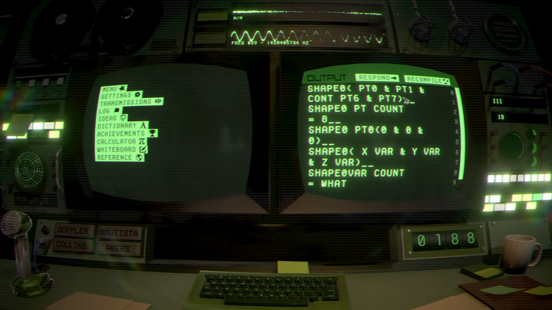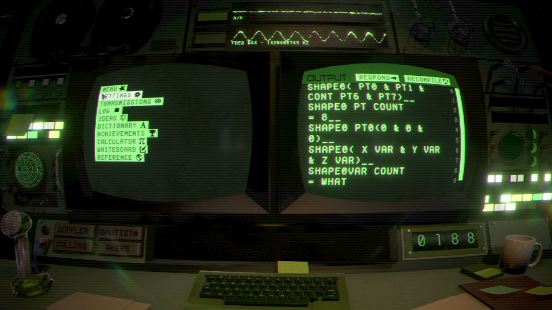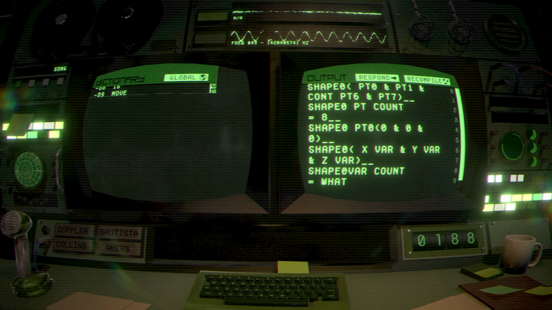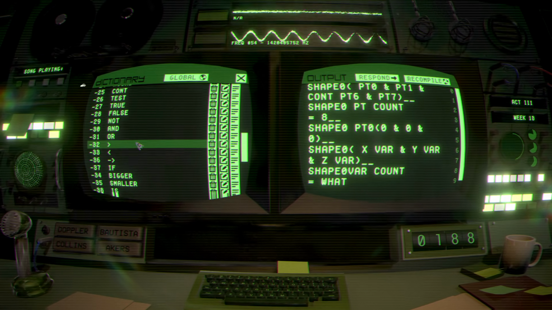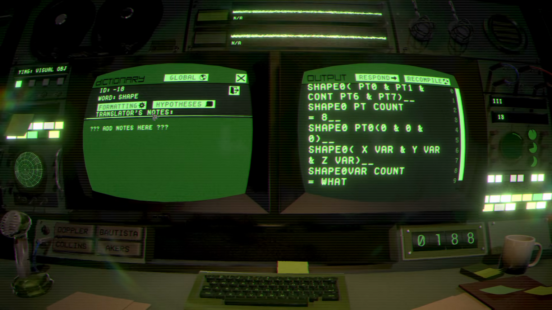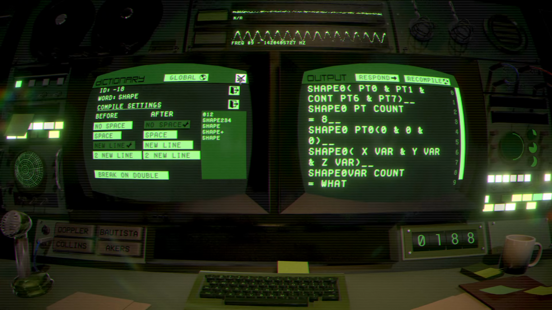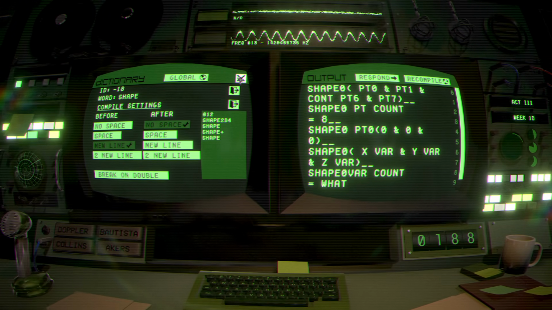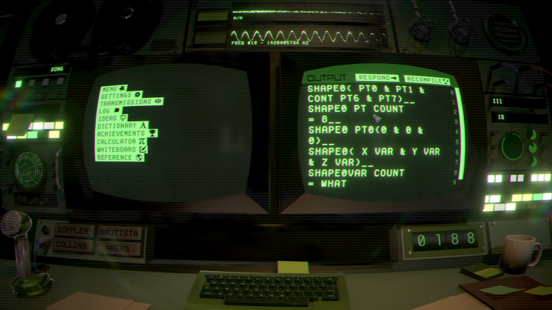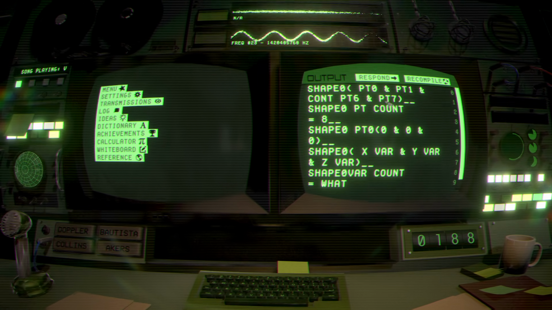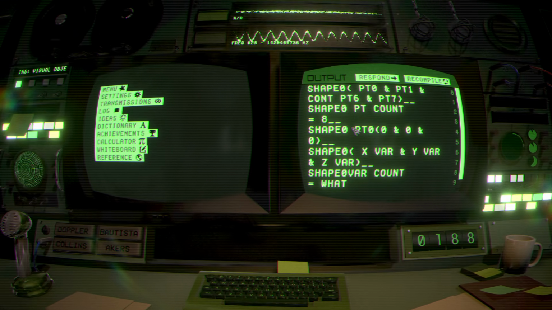Okay, how can we parse this out so it's a little cleaner to understand? Let's go to our dictionary. Can we give shape a new line beforehand again? I think that might help us out a little bit here. A little better. So they're saying this shape has 8 points. We know that to be true.